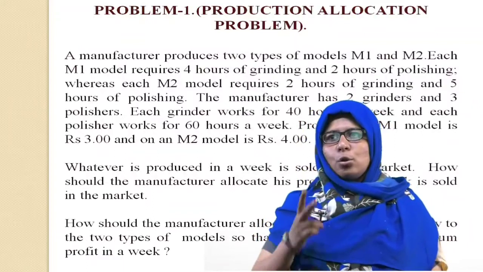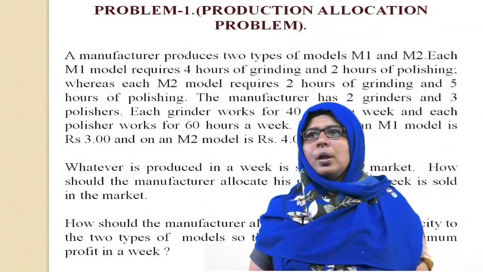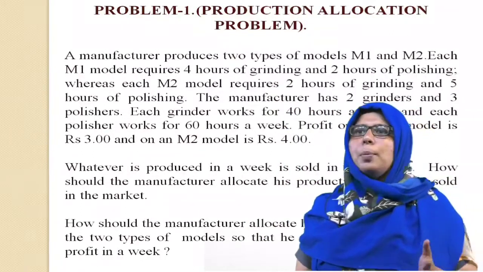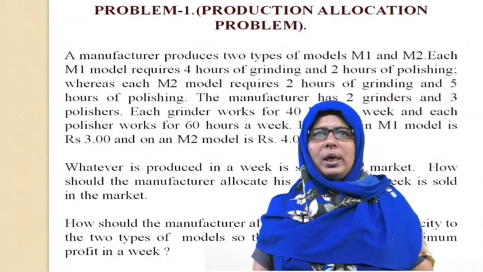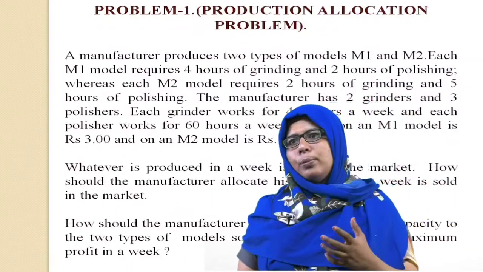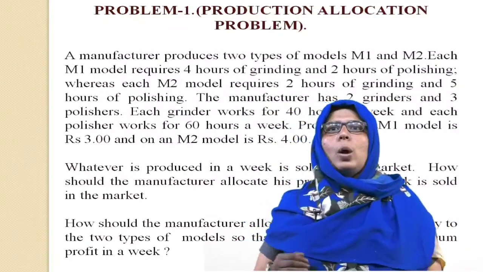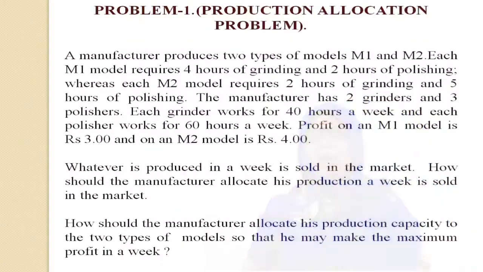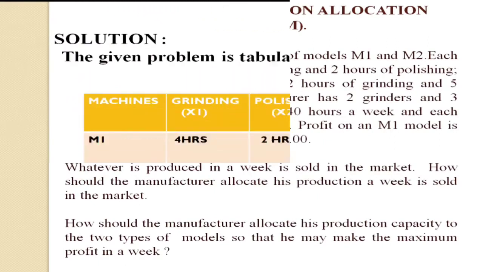The manufacturer has 2 grinders and 3 polishers. Each grinder works for 40 hours a week and each polisher works for 60 hours a week. Profit on an M1 model is rupees 3 and on an M2 model is rupees 4. Whatever is produced in a week is sold in the market. How should the manufacturer allocate his production capacity to the 2 types of models so that he makes the maximum profit in a week? That is the problem.